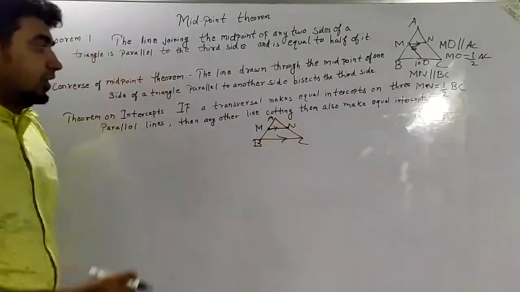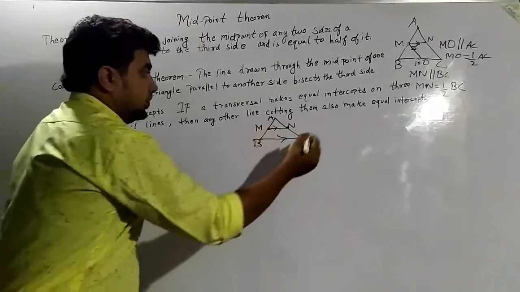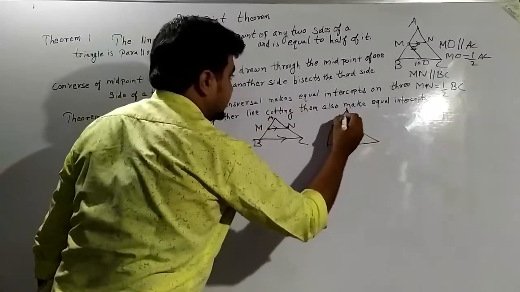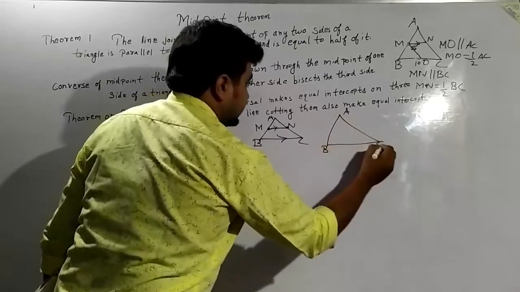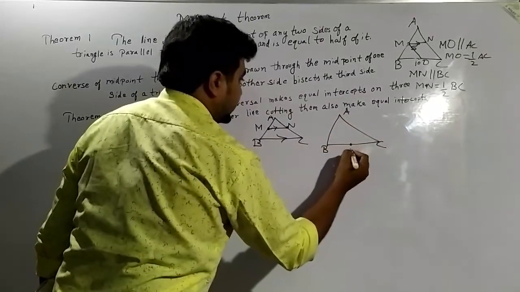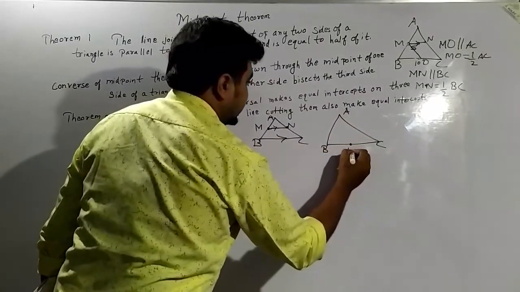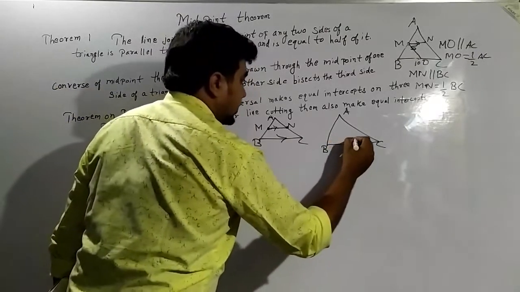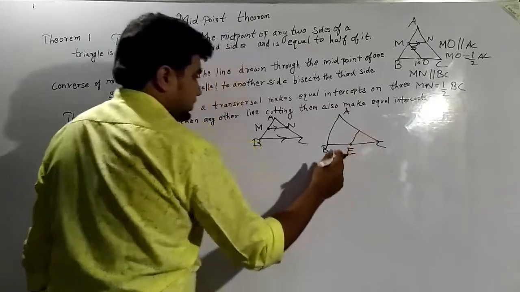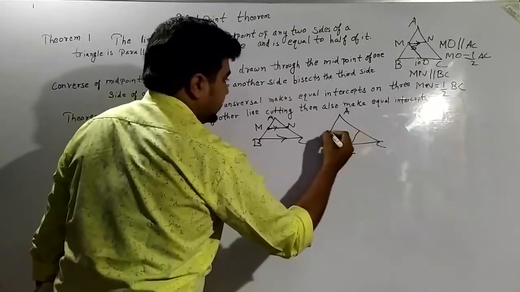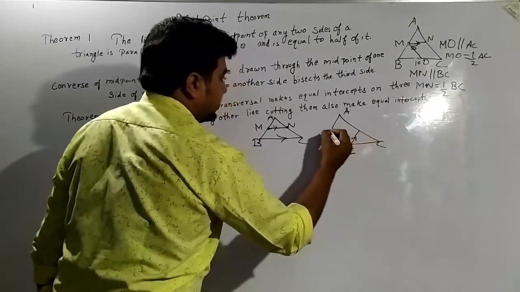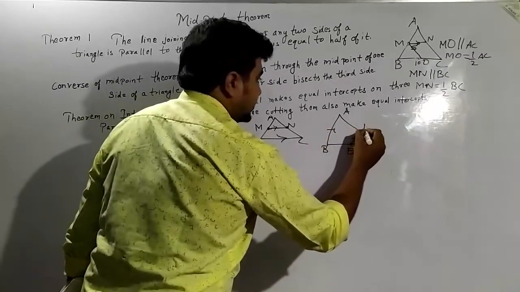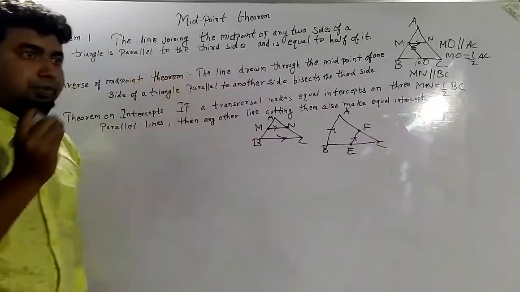It is stating that the line drawn from M. If I draw one more triangle ABC, and if I say this is the midpoint, I name it as E. The line passing through or drawn through M and parallel to the base, means this line will be parallel to this line. Then this point will also be a midpoint. F will also be a midpoint.